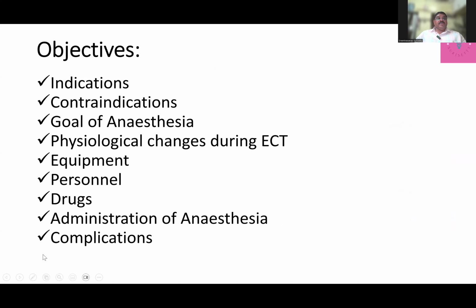So our objectives are: What are the indications of ECT? What are the contraindications of ECT? What are the goals of anesthesia for ECT? What are the physiological changes that will occur during ECT? What is the equipment required for ECT? What is the personnel required for ECT? What are the drugs that we will use during ECT? How to administer anesthesia during ECT? And what are the complications of ECT?